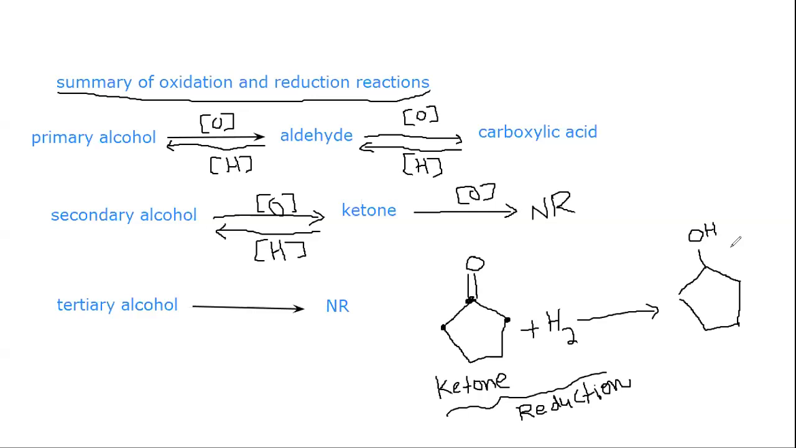You have to know what is a primary alcohol. You need to know what is a secondary alcohol. You need to know how aldehydes look, how a ketone looks, how a carboxylic acid looks. You need to know that to draw these products. Does everyone see how I'm using this table?